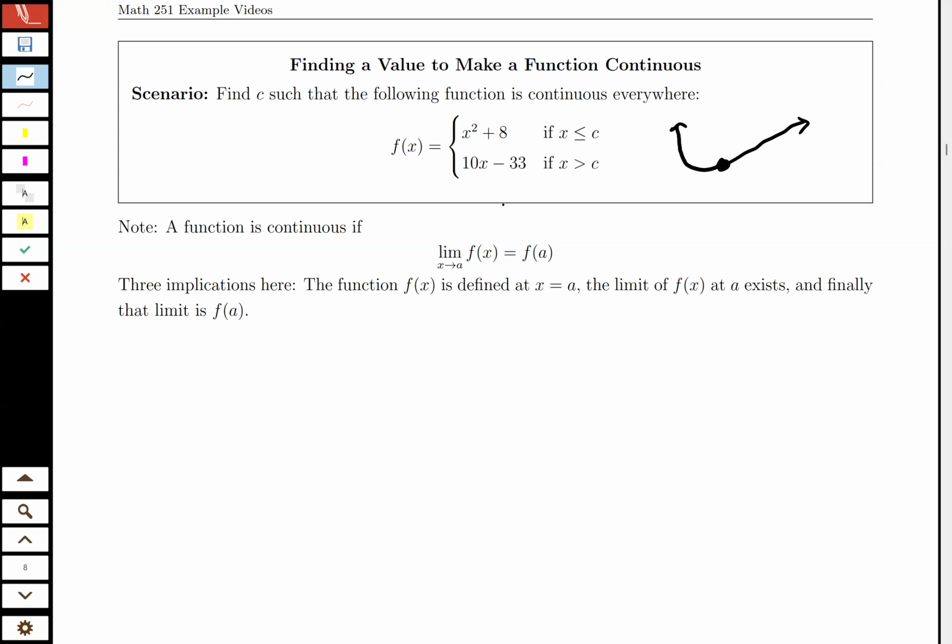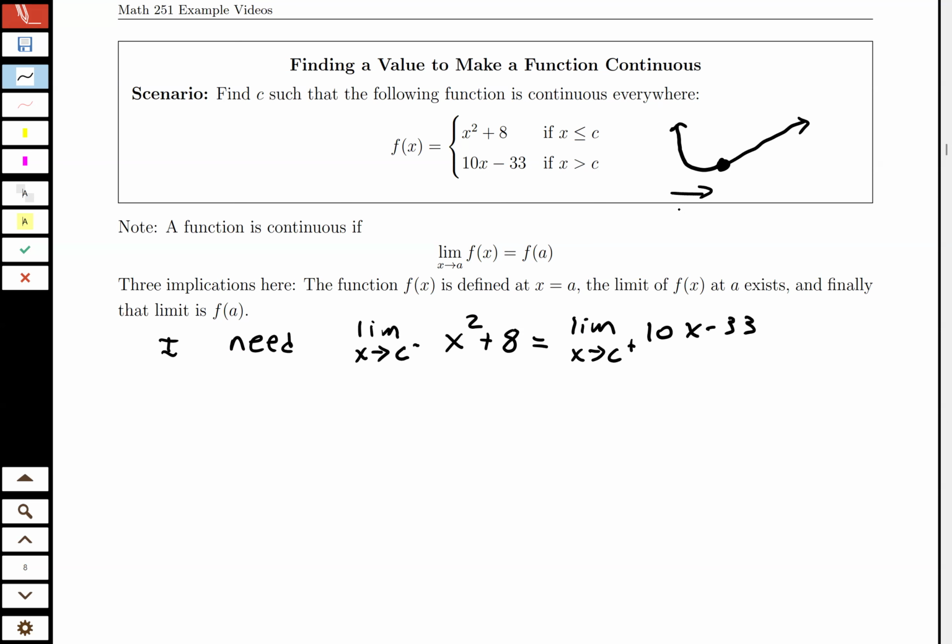So in particular, I need the limit as x goes to c from the negative side of x squared plus 8 to be the same as the limit as x goes to c from the positive side of 10x minus 33. In other words, the value that it's approaching as it goes this way, the limit as x goes to c from the negative side, should be the same as the limit coming from the other direction. They need to meet up.